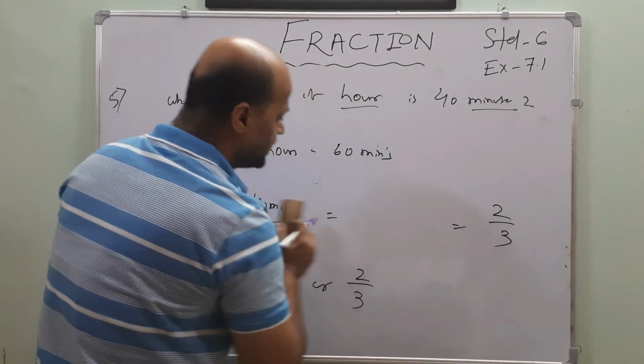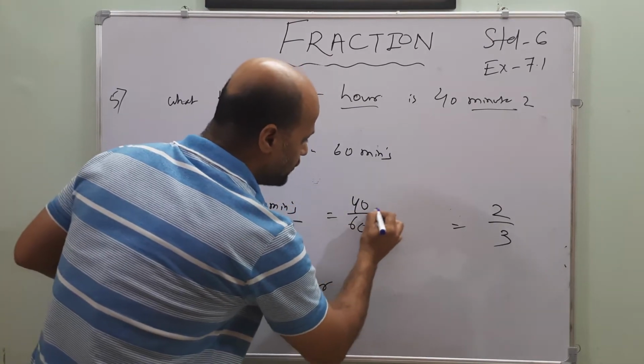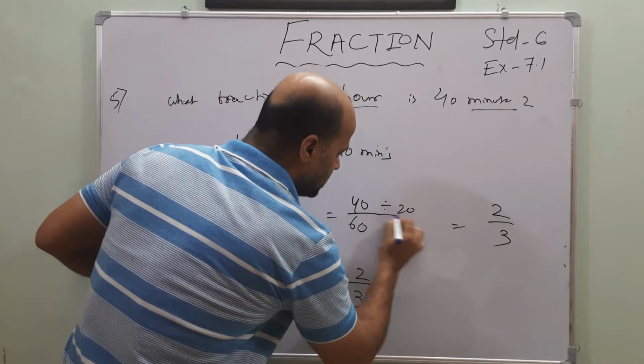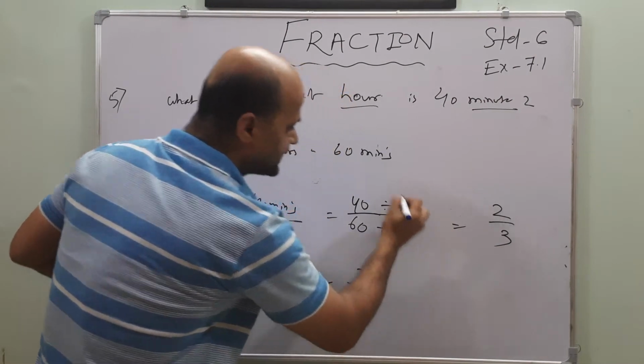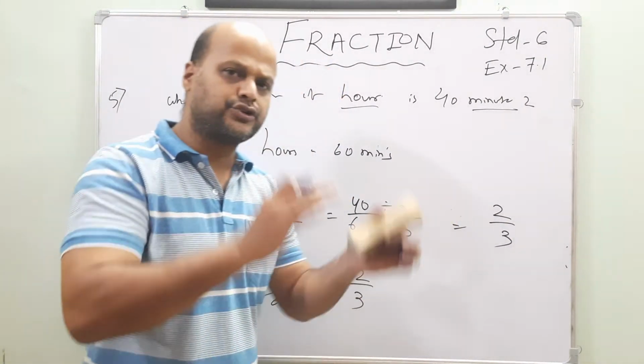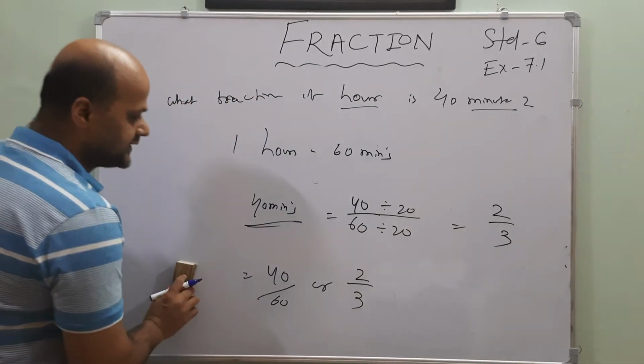If you didn't understand it, I just make this one into what? Simplest form. 40 divided by 20, again divided by 20. If I divide both sides by 20, then 2 by 3 is coming. Okay, make it into lowest form, my dear friends. Then you will get the answer correctly. Understood? Okay. This is the fraction.